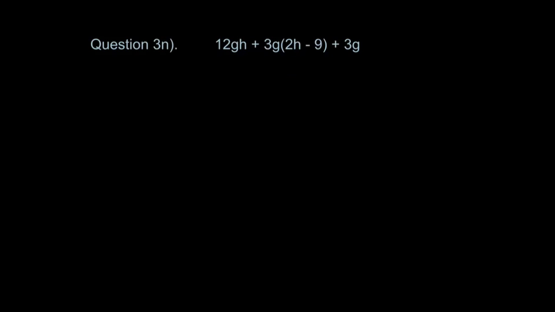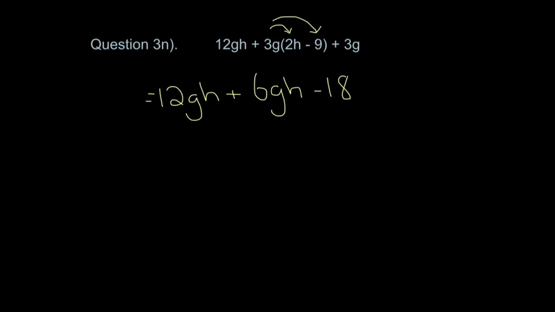We've got 3g outside of 2h minus 9. So we're going to use the distributive law and let 3g be distributed to 2h and negative 9. So let's see what that sum looks like now in the next line. So we've got 12gh, we haven't touched that yet, plus 3g times 2h, so 3 times 2 is 6, and we'll have a gh. We've got 3g to negative 9, so we're going to have minus 3 times 9 is 18, and that'll just be a g. Then tagging along at the end there, from outside the brackets, we've got 3g.